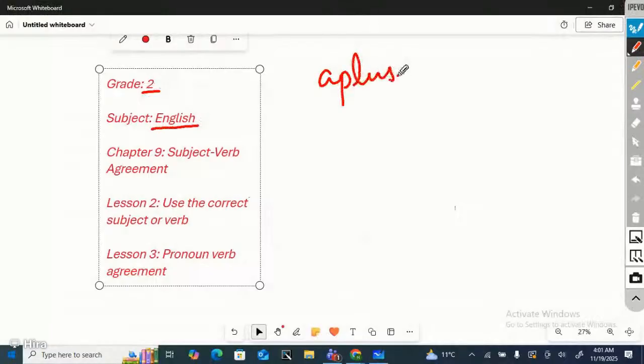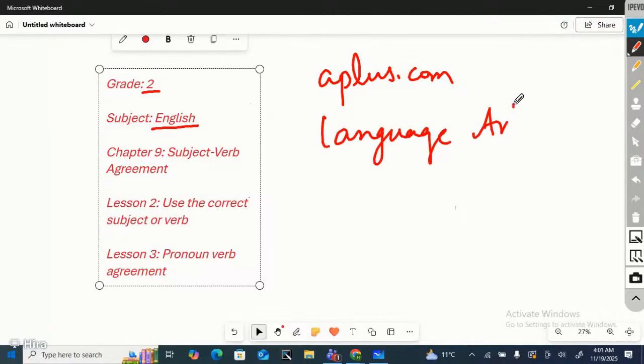Log into aplus.com, use your passwords and login details, then move to the Language Arts section, Grade 2.